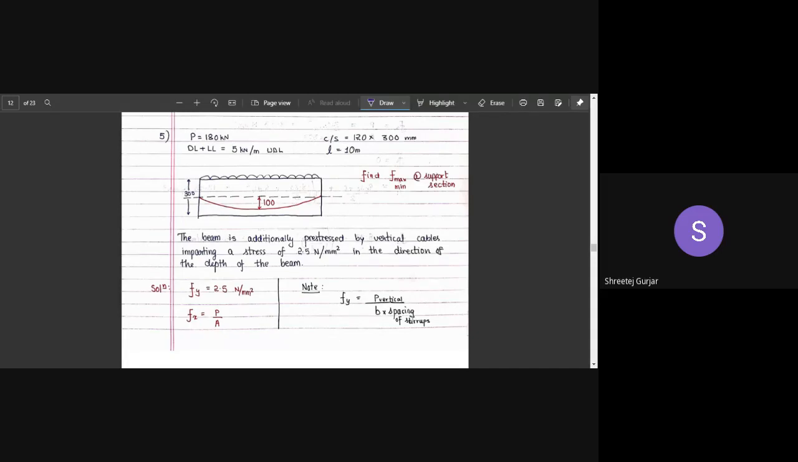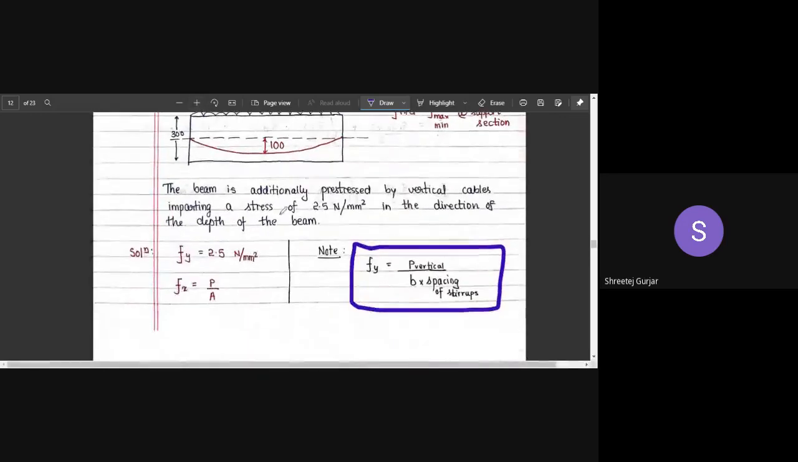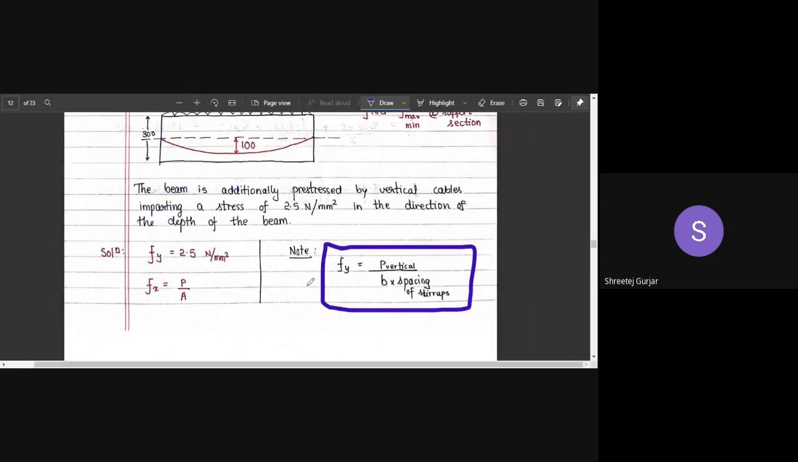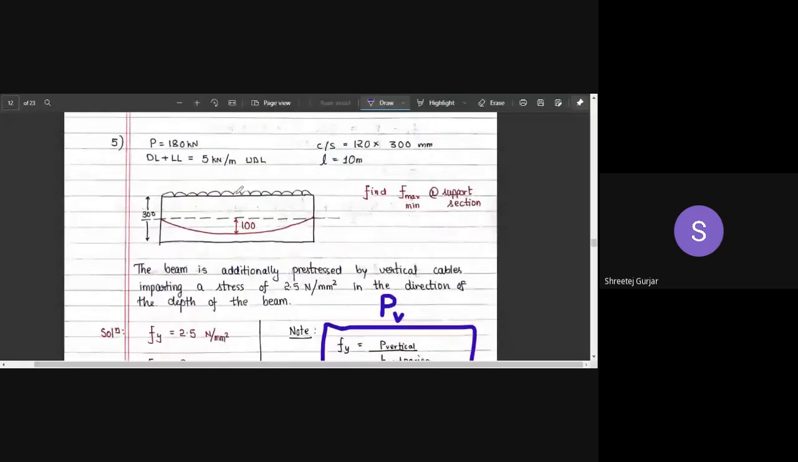Okay, so I hope you remember this particular formula for calculation of Fy, that is calculation of stress in the vertical direction, normal stress in the vertical direction. So this is the formula. P vertical, that is the pre-stressing force that is applied in the vertical direction, divided by b, that is the width of the beam, into spacing of the stirrups, or spacing of the cables, whatever is provided, you can apply over here. So this is the formula. You can try to solve this at home.